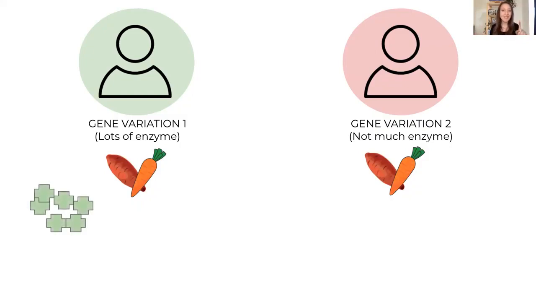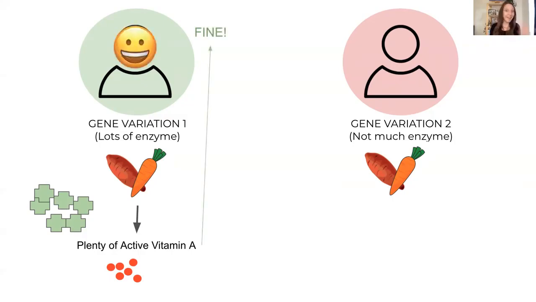Person number 1 is going to produce plenty of enzyme to convert all of that inactive beta carotene from the vegetables into the active vitamin A. So the body is going to end up with plenty of vitamin A to use. They're going to be absolutely fine, right? They're going to be happy. Their brain has access to plenty of that active vitamin A.